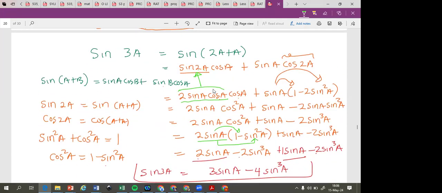Have you got? Yeah, and I'm saying, teacher, there is a second one down here. It comes from here. Cos of A is here. Now, when you come here, cos A times cos A is like having x times x, which is x squared. Okay. I think that is it.